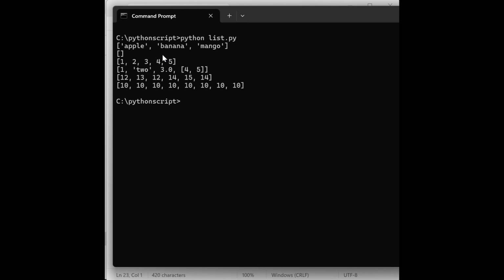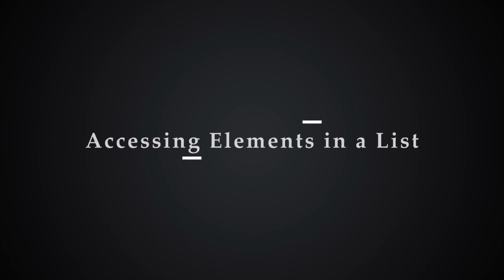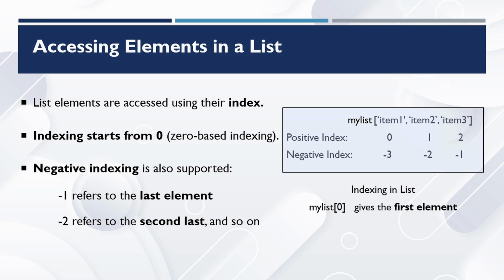This is how lists are created and used in Python programming. Accessing list elements in Python. In Python, we can access elements in a list using their index. Python uses zero-based indexing, which means the first element of a list is at index 0. For example, my_list[0] returns the first element in the list.